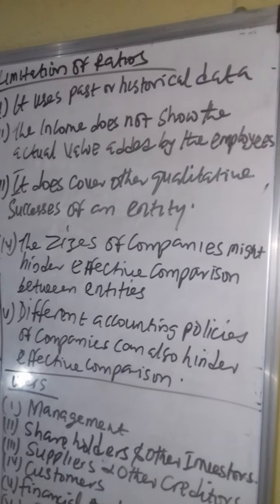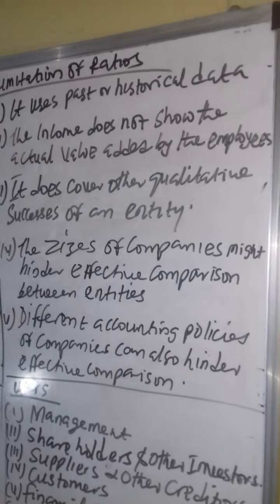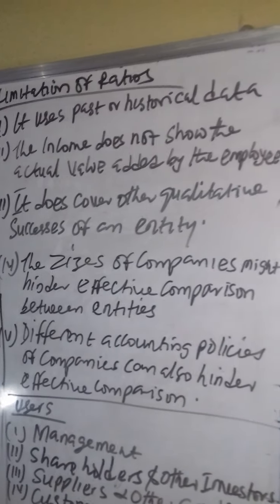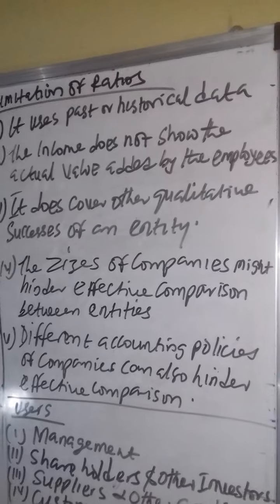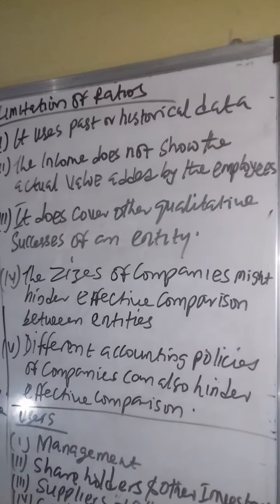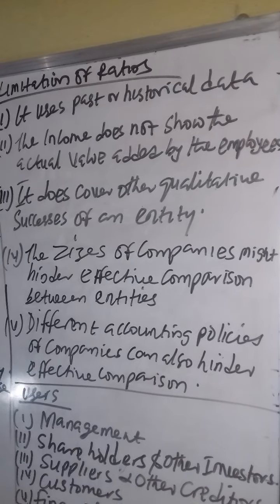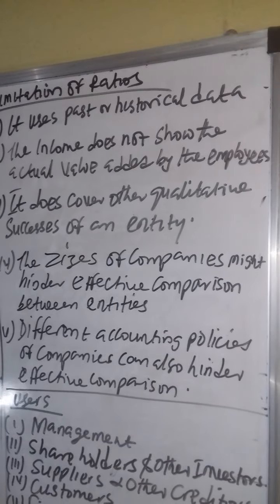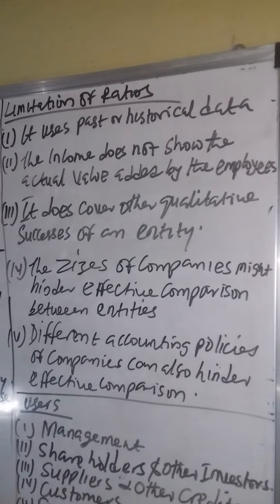Next is the income statement actually does not show the actual value added by employees. So we only see what was done, profit, sales equals to this, and cost equals to that, we have a profit. So it does not demonstrate employees' effort. So management efficiency ratio may not be very valid sometimes when we look at the results.